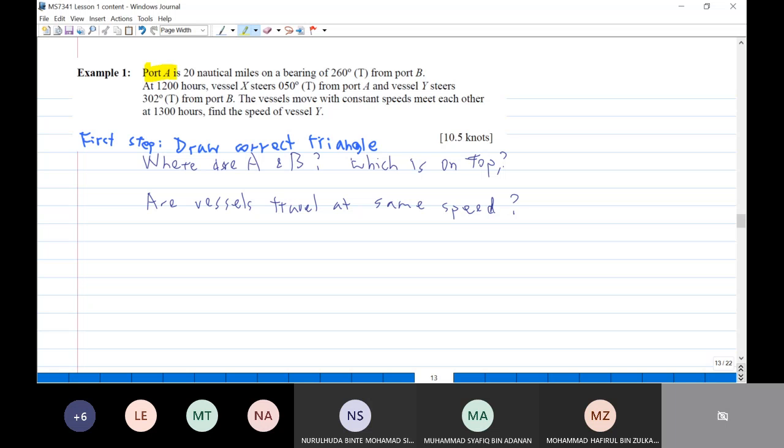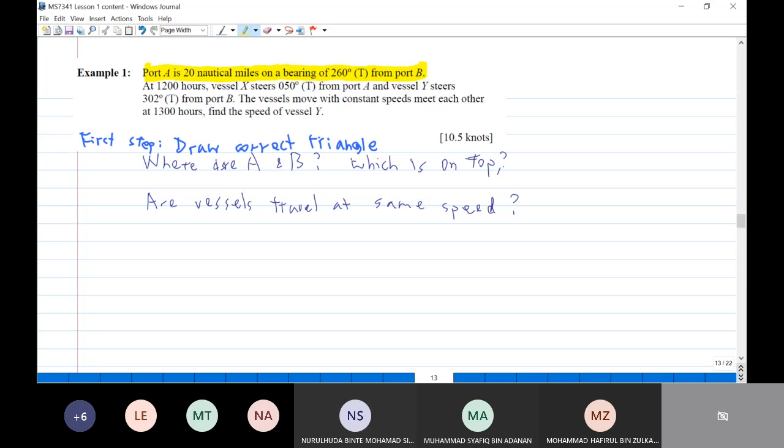Port A is 20 nautical miles on a bearing 260 from port B. Okay, this is one information, very crucial information. Port A, 20 nautical miles on a bearing 260 from port B. So there are 2 points, A and B now, port A and port B. Which one is on top of which when you try to draw it? Because the first thing is to draw the correct triangle.